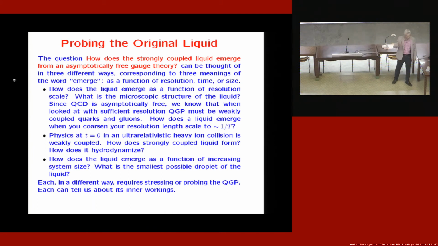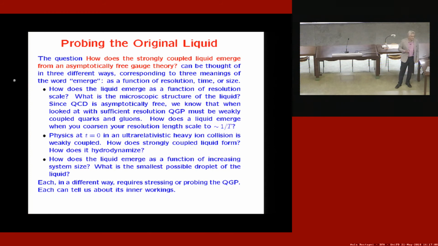But I want to, in the second half of the colloquium, talk about how we can probe its structure. The question to ask is, how does the strongly coupled liquid emerge? And emerge is a wonderful word because it has multiple meanings. So let me tell you 3 meanings of the word emerge.